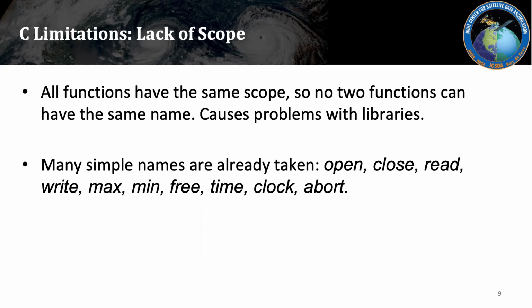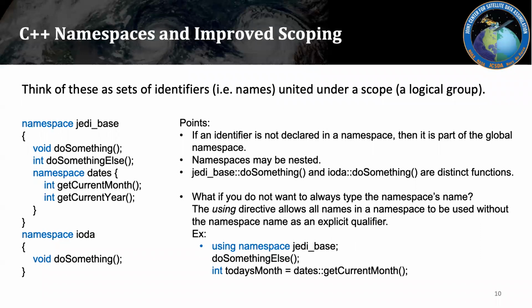And this caused developers to start adding prefixes to every different function that they use, or having weird creative spellings depending on what you wanted to do. And the names have been getting longer and longer. So one of the concepts that C++ introduces is the concept of what's called a namespace, which lets you have a logical group of functions. So you can think of a namespace as a set of identifiers that are under the same logical scope.